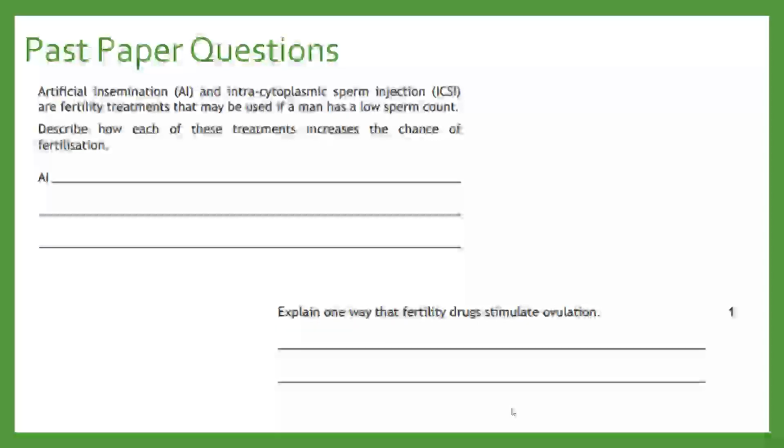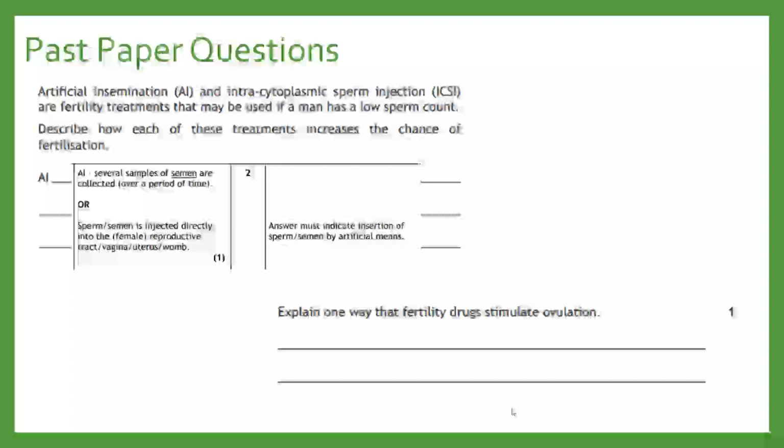Question one: artificial insemination and ICSI are fertility treatments that may be used if a man has a low sperm count. So describe how each of these treatments increases the chance of fertilisation. So let's look at how AI, artificial insemination, boosts fertilisation chances.